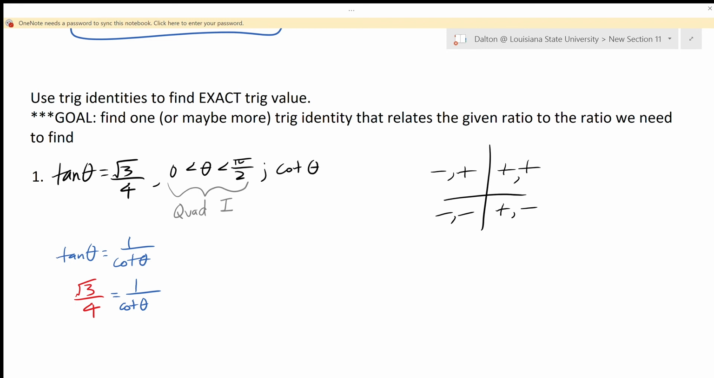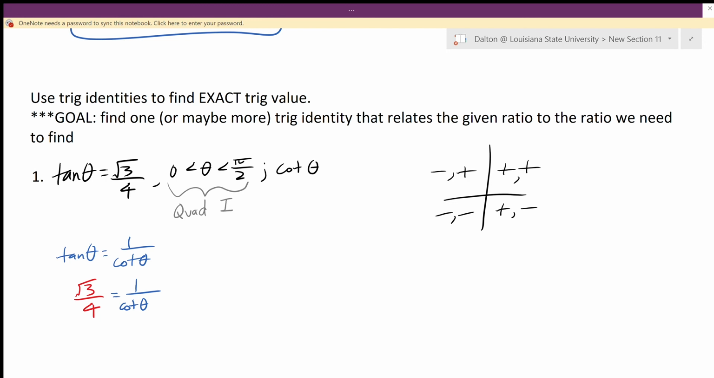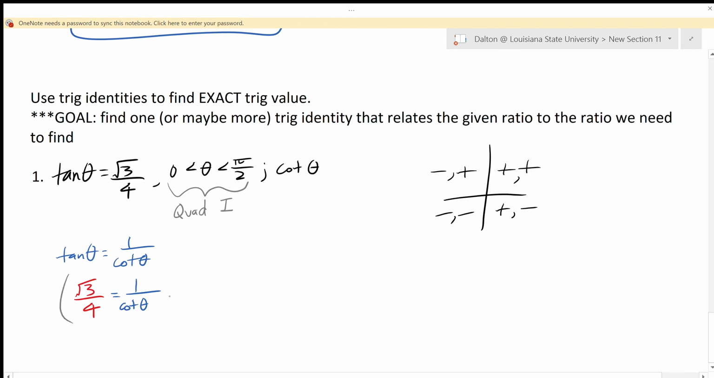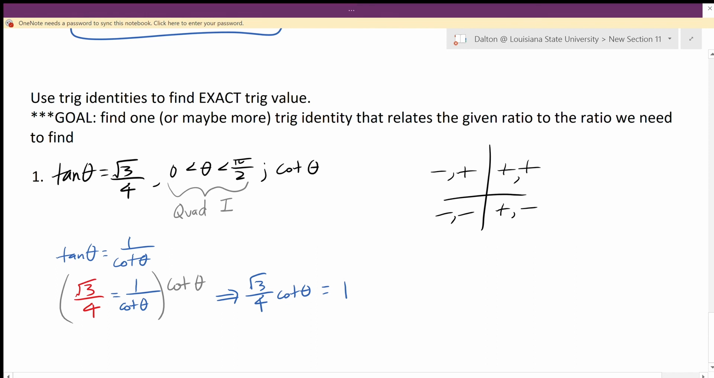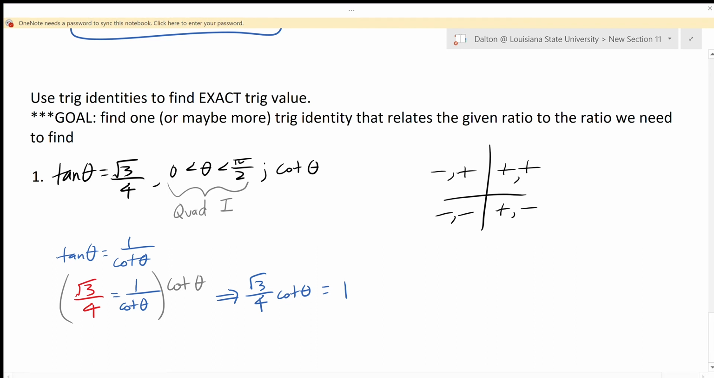Okay, so if I multiply both sides by the cotangent, then I end up with, let's see, so this implies that the square root of 3 over 4 times the cotangent is equal to 1. And then how can I get cotangent alone? Divide both sides by square root of 3 over 4. And then what do you get for the value of cotangent?